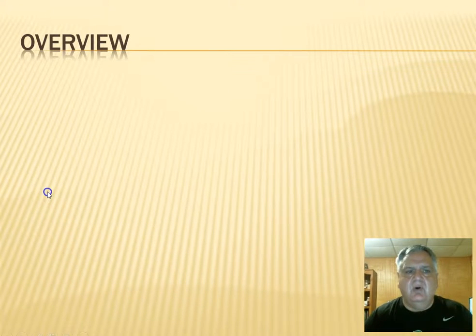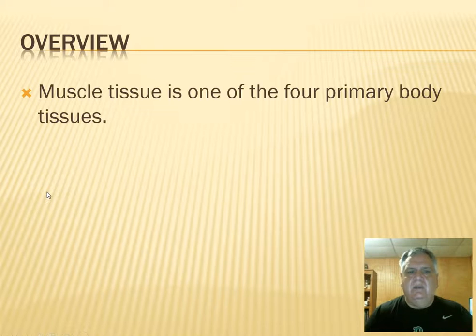Our first slide is an overview slide. In terms of background, one of the things you may recall from A&P 1 is that muscle tissue is one of the four primary tissues of the body. Can you think of the other three? Epithelial tissue, connective tissue, and nervous tissue. Those three, along with muscle tissue, make up the four primary tissues of the human body.